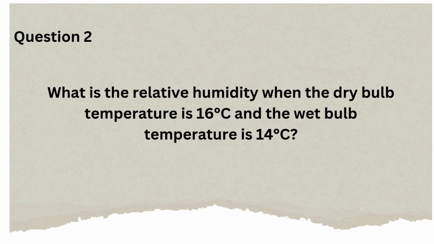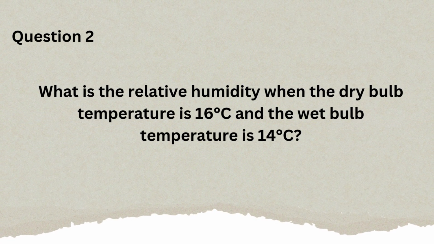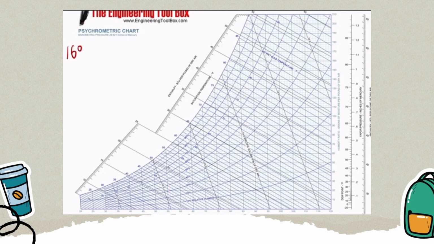For question 2, what is the relative humidity when the dry bulb temperature is 16 degrees C and the wet bulb temperature is 14 degrees C? First, you need to convert both degrees Celsius into Fahrenheit, which is the dry bulb temperature is 61 degrees Fahrenheit and the wet bulb temperature is 57 degrees Fahrenheit.